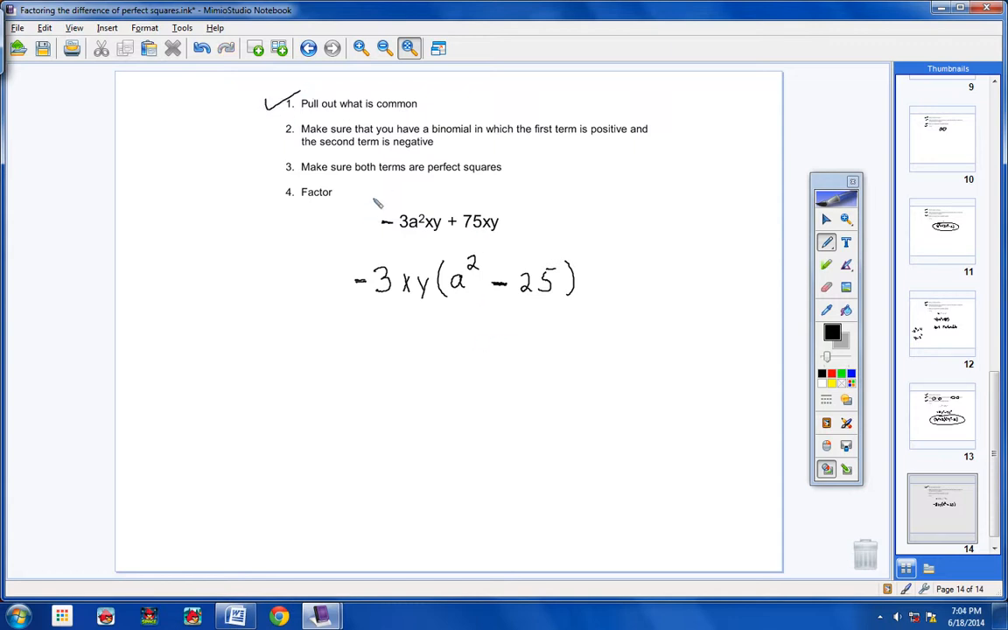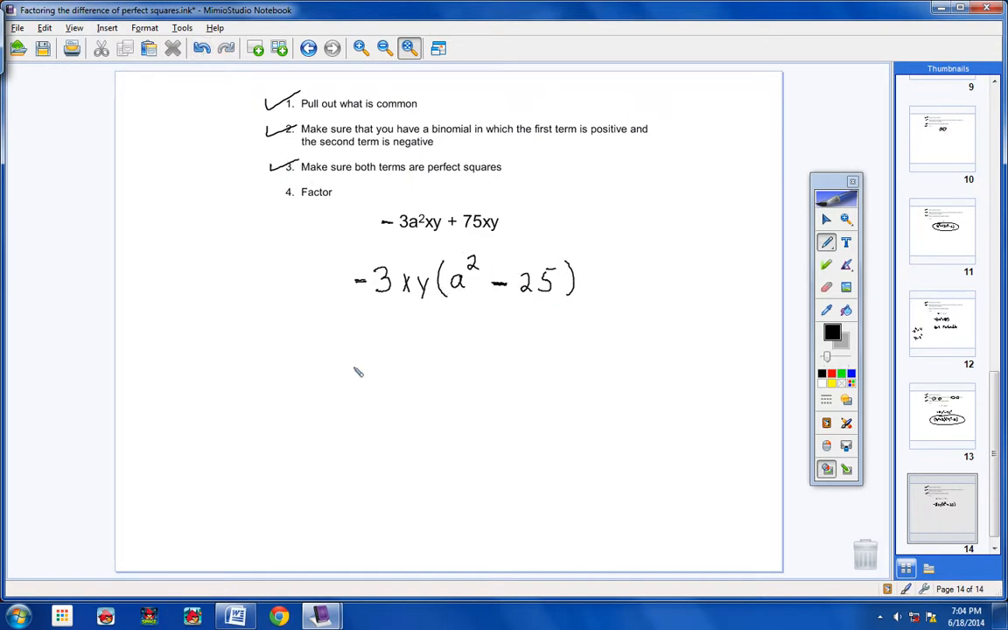Now, step two, make sure you have a binomial, which I do. Here's one term, here's the other term. Make sure you have a binomial in which the first term is positive, and it is, and the second term is negative, and it is. So we're totally good. Step three, make sure both terms are perfect squares. Well, I know the square root of a squared. It's a. And I know the square root of 25. It's 5. So both of these are perfect squares.